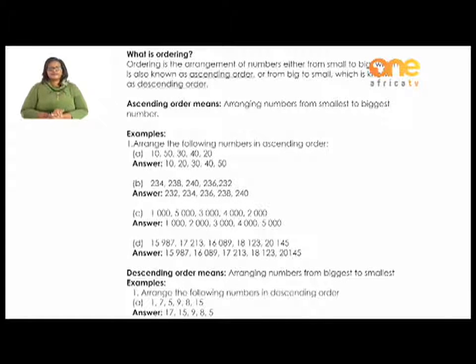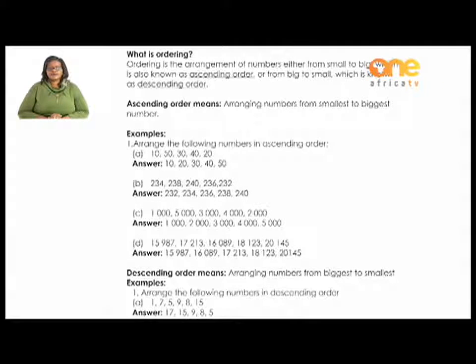If you go to B, we have 234, 238, 240, 236, 232. So the smallest number there will be 232, followed by 234, 236, 238, then the last one will be 240.